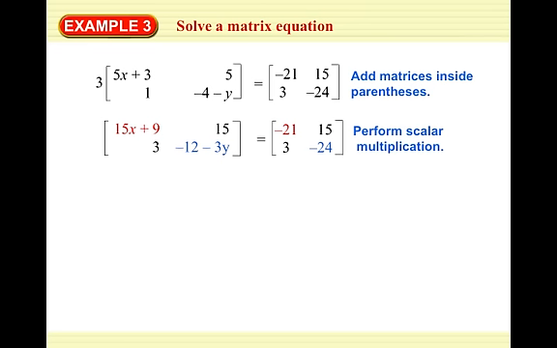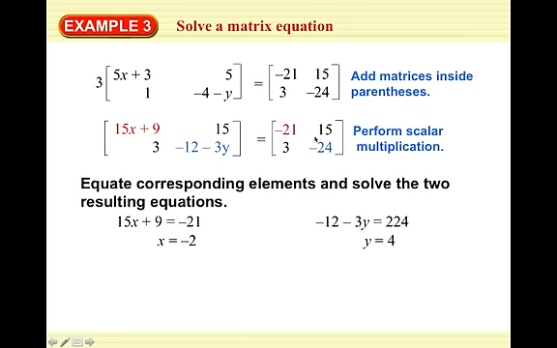And then we're going to set corresponding parts equal to each other when there's something to solve for. So in the first row, first column, there's an x, so I'm going to set it equal to the other first row, first column. So 15x plus 9 equals negative 21. 15 equals 15, that is true, but it doesn't have anything for me to solve, so I skip that. 3 equals 3, another true value, but I don't have a variable to solve for. And then negative 12 minus 3y equals negative 24.